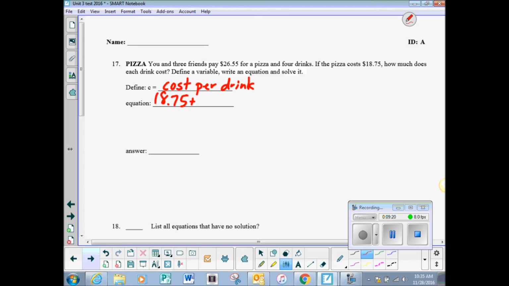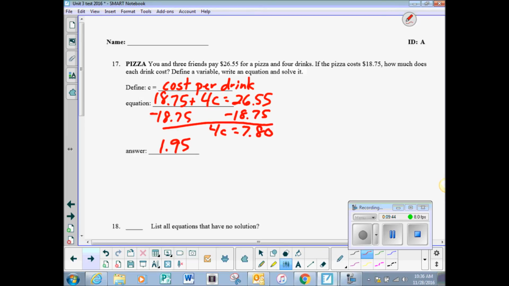Okay. 4 drinks, and what? How much are the drinks? C. Okay, and now I just solve by subtracting 1875. I get 4C equals 780. C equals $1.95, when I divide both sides by 4.